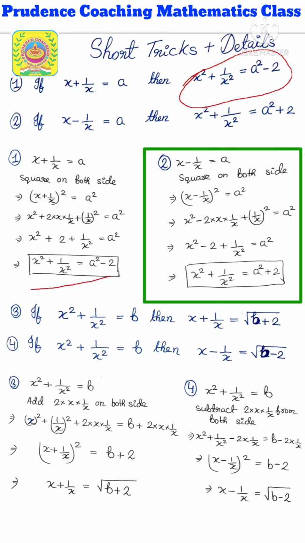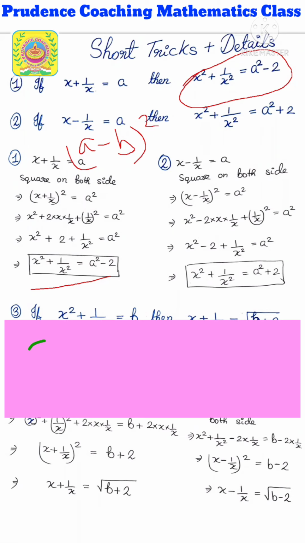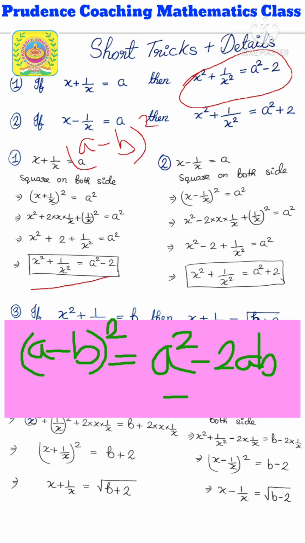As you can see here, if we assume x to be a and 1 by x to be b, then we can apply the formula of a minus b the whole square. So here a is x, so x square minus 2ab, that is minus 2 into x into 1 by x, where b is 1 by x, plus b square, that is 1 by x the whole square, equals a square.